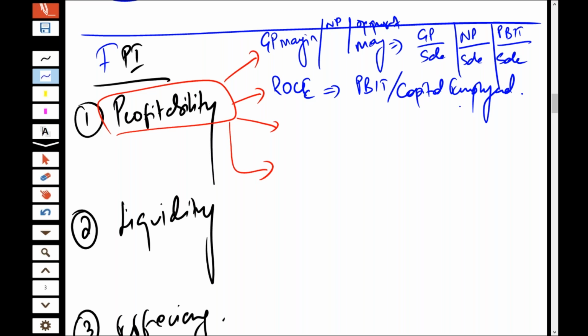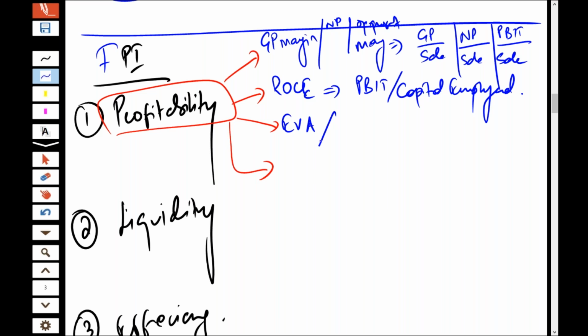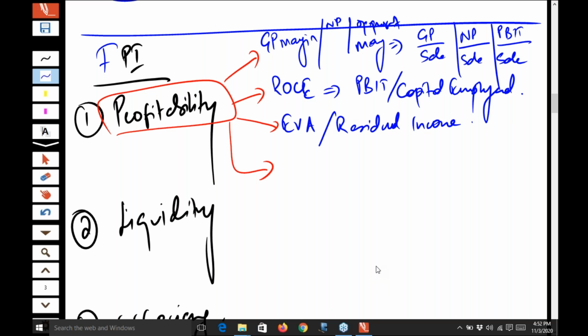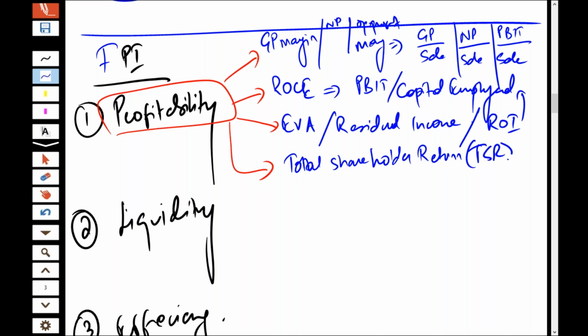Okay, next we have got another one which is called the economic value added. Okay, what else? Let me see the unique type of ratios. NP margin, GP margin, etc. Now we have got EVA. A similar type of ratio that we use is also called residual income. Okay, a very good one. Residual income or the return on investment, which is more of a common type of ratio like ROCE. There is another ratio which is called total shareholder return. The TSR ratio.